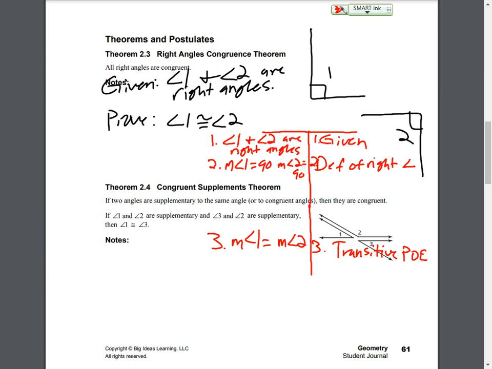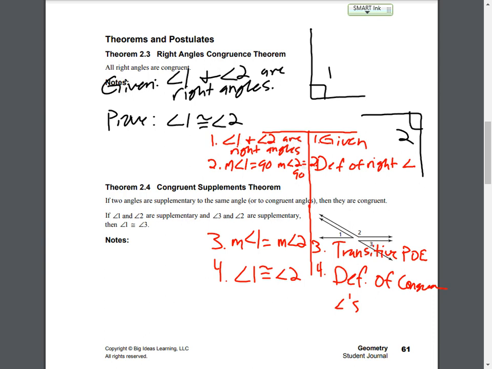Transitive property of equality. Okay? And then that last one, if we have the measurements are equal, well then we can say the angles are equal. Angle 1 is equal to angle 2, well, congruent to angle 2. Okay, which means the definition of congruent angles. There's our proof.